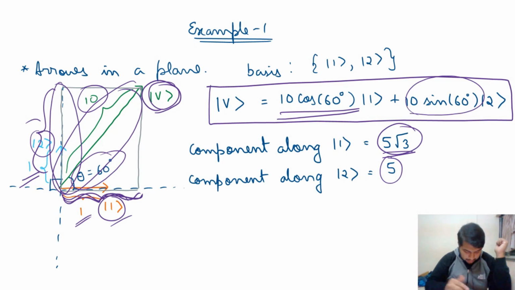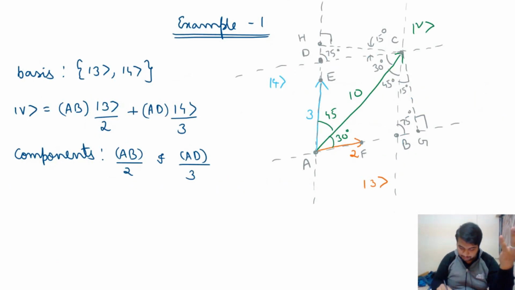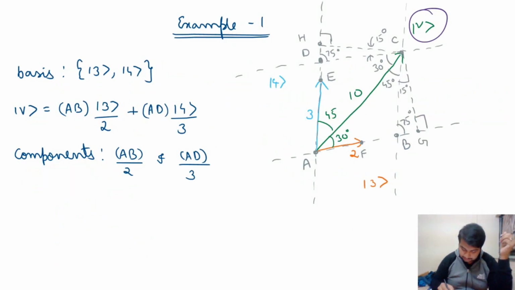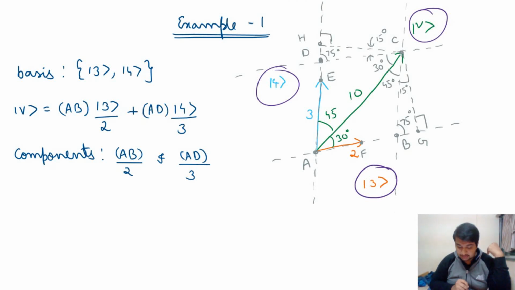Now let us try to express the same vector v in terms of a different basis, rather than the basis 1 and 2 which was shown here. In this case, we are going to consider the basis vectors as these vectors 3 and 4, which are obviously not the same as vectors 1 and 2, because first of all they are not perpendicular, since they make 45 plus 30, which is not equal to 90. So they are not a perpendicular set of vectors.